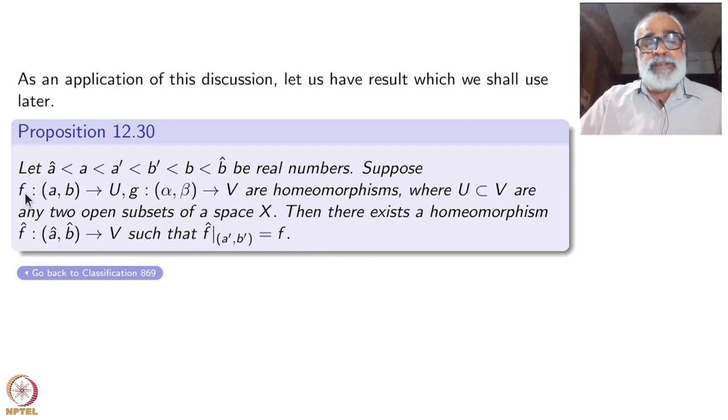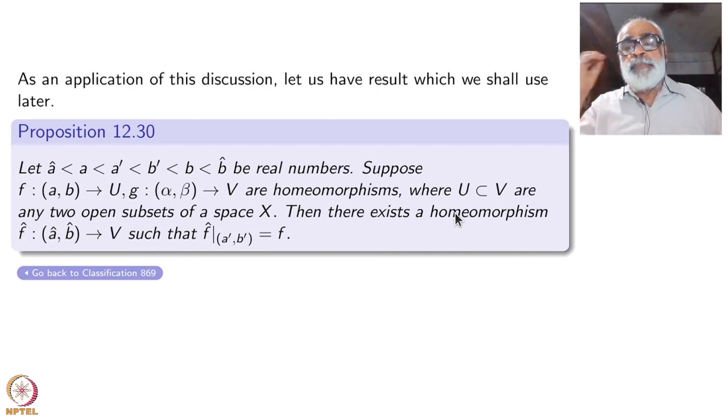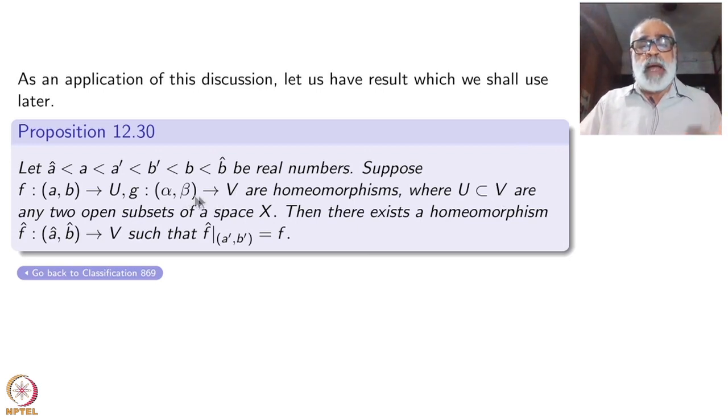You start with this F, which is covering only U, a subset. Now the new map F hat from A hat to B hat will cover the whole of V. V is homeomorphic to the interval (alpha, beta), but this homeomorphism can be chosen to be the given homeomorphism on a smaller subset. That is the important thing here.